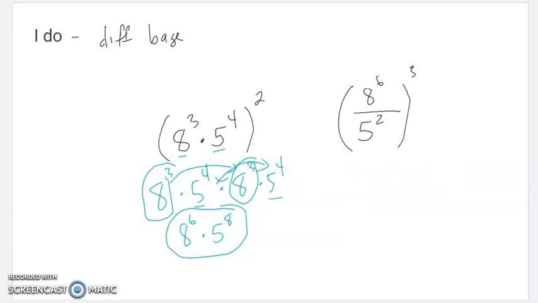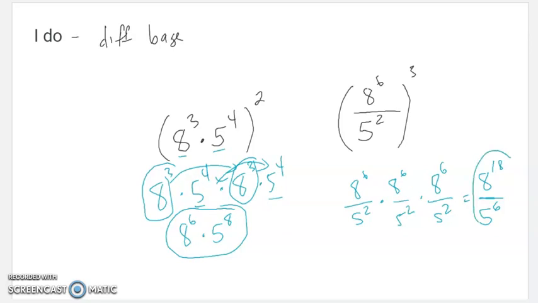So what I do know is if I do this 3 times, I have that 3 times, that's 8 to the 6th over 5 to the 2nd, times 8 to the 6th over 5 to the 2nd, times 8 to the 6th over 5 to the 2nd. Multiply all my numerators, 6 eighths, 6 eighths, 6 eighths, that's 8 to the power of 18. 2 5s, 2 5s, 2 5s, that's 5 to the power of 6. And that's it. That's as far as you can go. There's no fancy thing you can do with these different bases. We would just say that that's simplified enough.